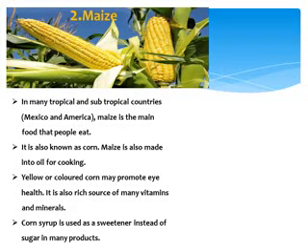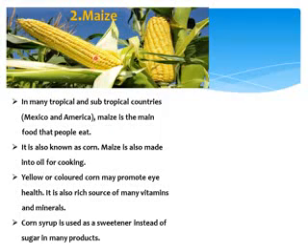Then yellow or colored corn may promote eye health. It is also a rich source of many vitamins and minerals. So this maize is rich in vitamins and minerals and also good for eye health. The yellow color, yellow or colored corn, may promote eye health. So you can see this is a sweet corn. This is a corn.